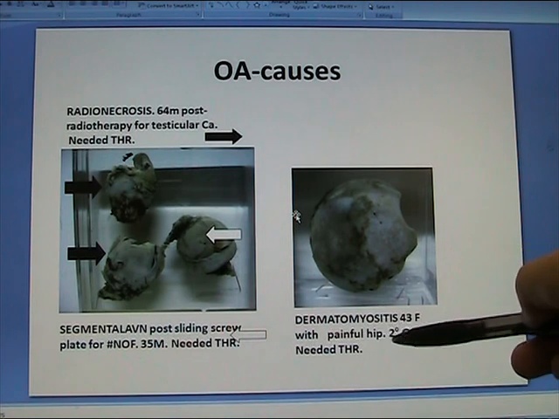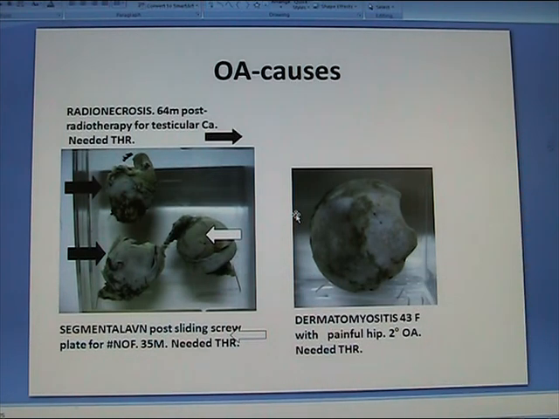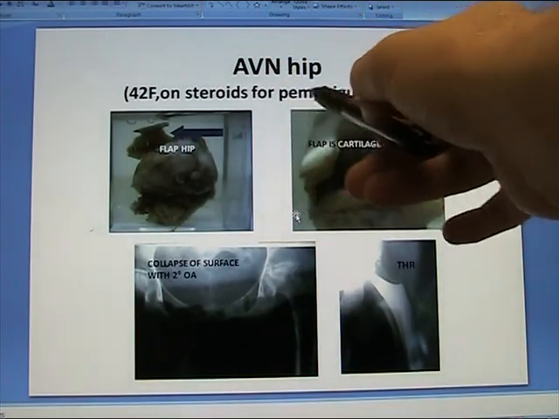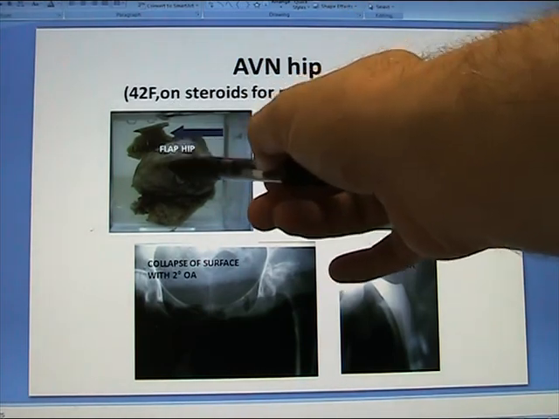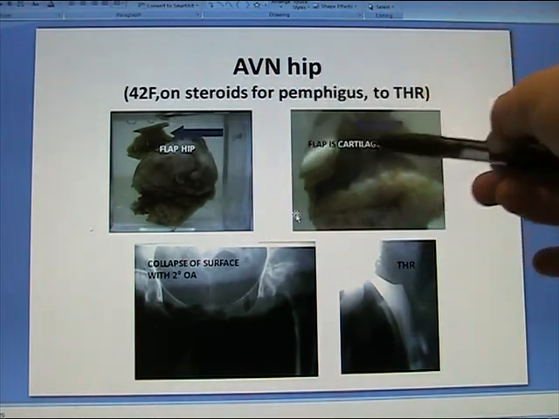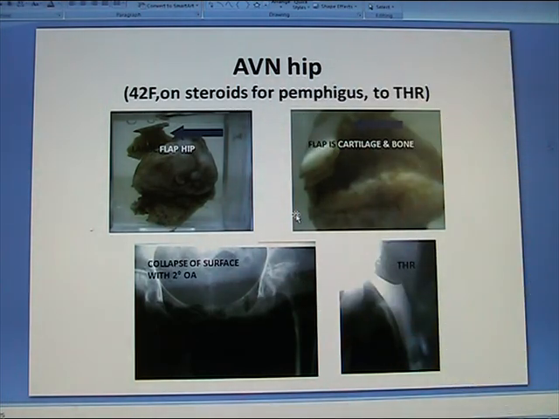Dermatomyositis, 43-year-old, unusual condition, leads to secondary OA, abnormal wear, secondary OA. Avascular necrosis, steroids or alcohol, common cause. Skin condition here, 42-year-old, native destruction of the bone. The joint surface collapses down, big flap, just swinging around here in the breeze. See, destruction of the joint, needed a hip replacement.